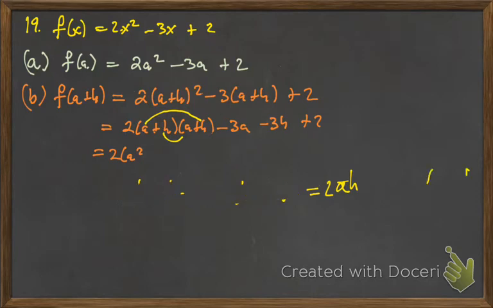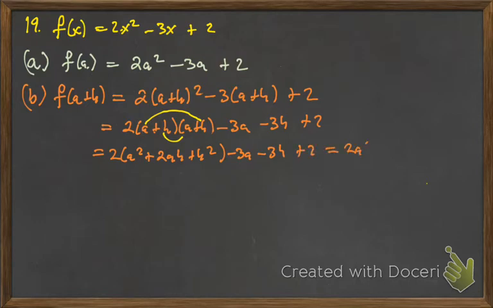So it'll be a squared plus 2ah plus h squared, so 2 times a squared plus 2ah plus h squared minus 3a minus 3h plus 2. Distribute the 2, so 2a squared plus 4ah, and then that right there should be a 2h squared. 2h squared minus 3a minus 3h plus 2.